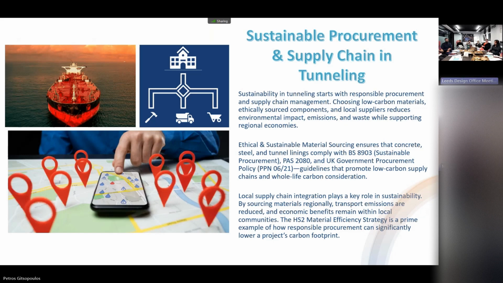Ethical and sustainable material sourcing ensures that concrete, steel, and tunnel linings comply with the relevant standards, laws, legislation, and policies that promote low carbon supply chains and whole life carbon consideration. Local supply chain integration plays a key role in sustainability by sourcing materials regionally. Transport emissions are reduced and economic benefits remain within local communities. The HS2 material efficiency strategy is a prime example of how responsible procurement can significantly lower a project's carbon footprint.